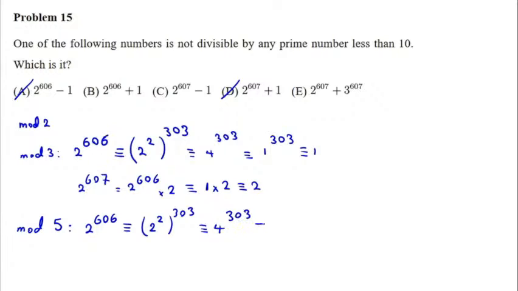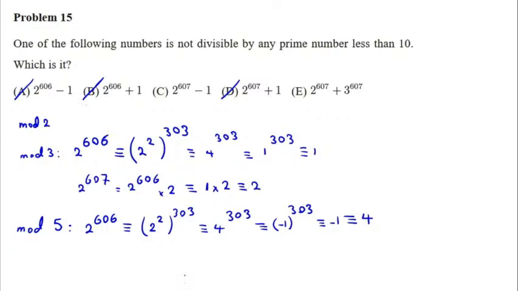4 mod 5 is negative 1. Negative 1 to the power of 303. So it will be negative 1, and 5 minus 1 is 4. So B will be rejected because 4 plus 1 is 5. It will be a multiple of 5.